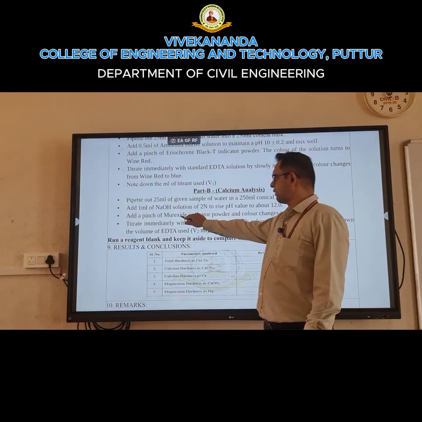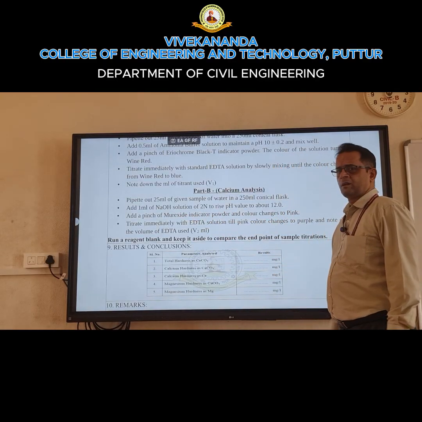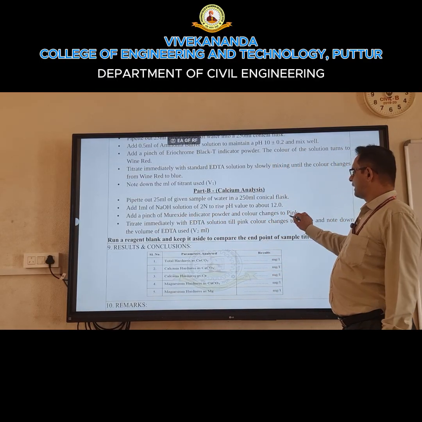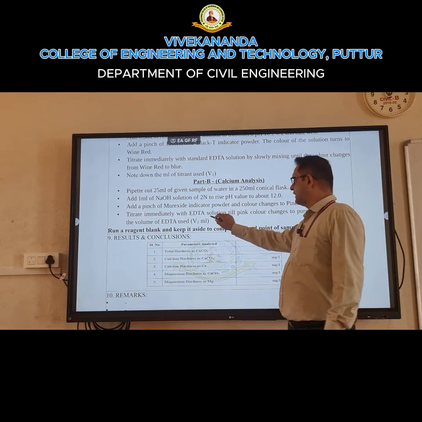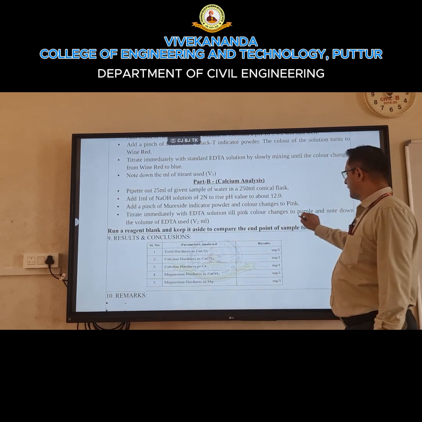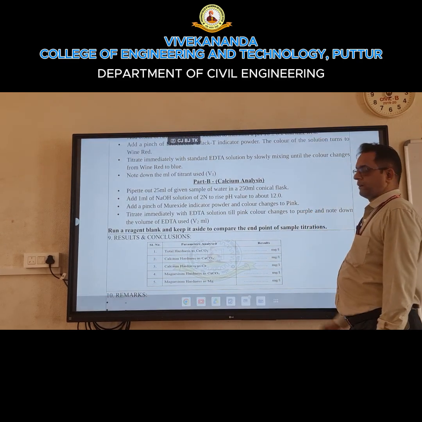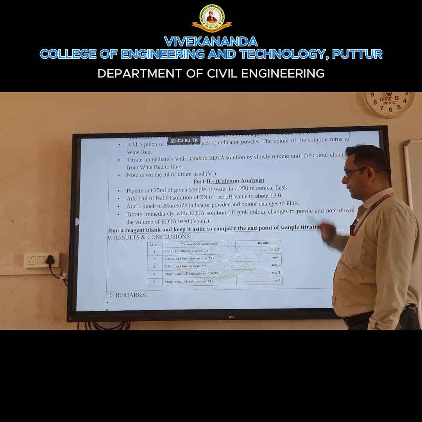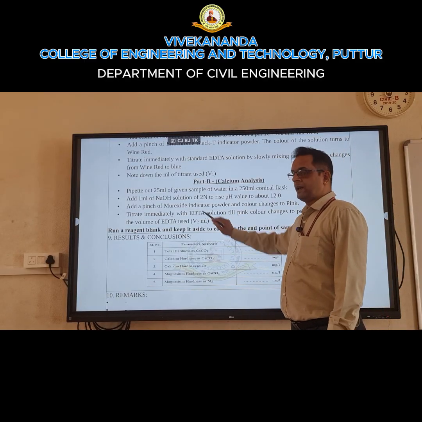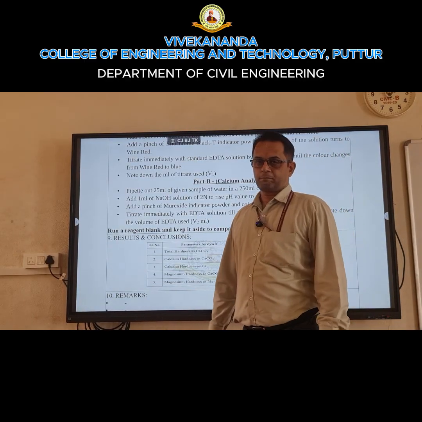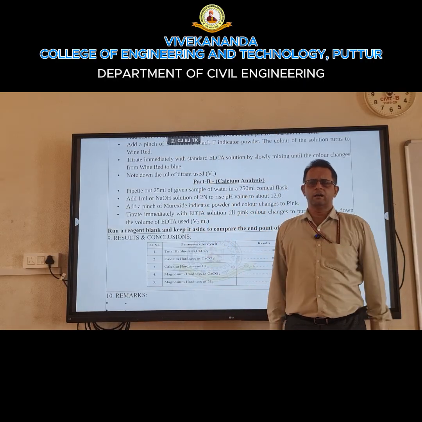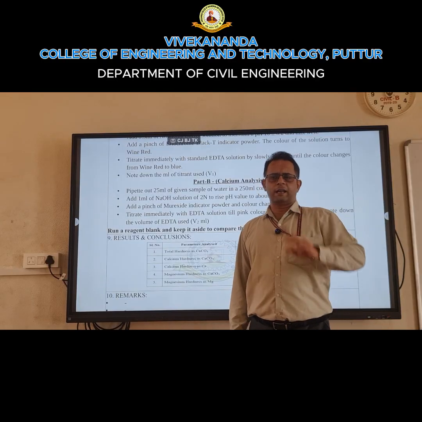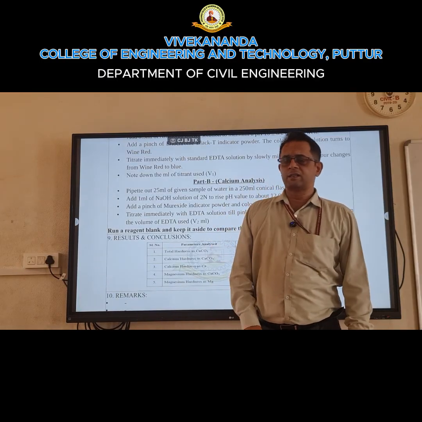Then I will add Murexide as an indicator. Once again it is a salt, and the color will change to pink. Then titrate it with EDTA solution till the color changes from pink to purple. Note down the value. Now it is V3. Right, take the average of that. Initial and final burette reading, 3 trials. Note down the value. That is V3.